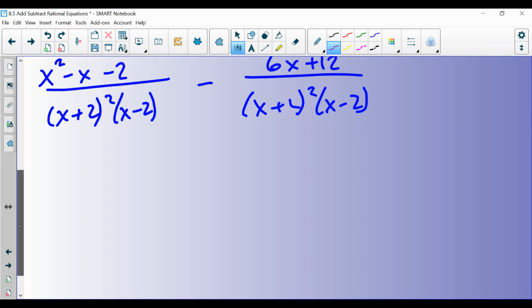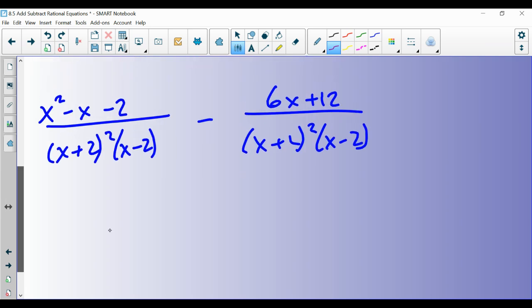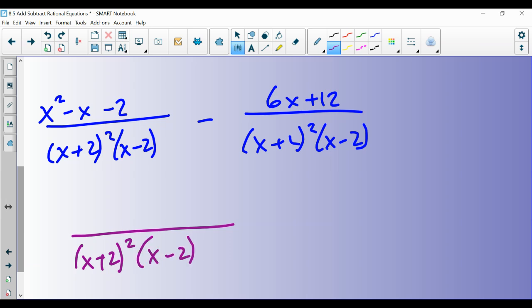Now I'm going to go ahead and subtract my numerators, and the denominators are going to stay the same. So my denominator is still going to be x plus 2 squared x minus 2. But my numerator, I'm going to subtract this. So I'm still going to have the x squared, but I'm subtracting a 6x. So negative x minus 6x is going to be negative 7x. And then negative 2 minus 12 would make negative 14.